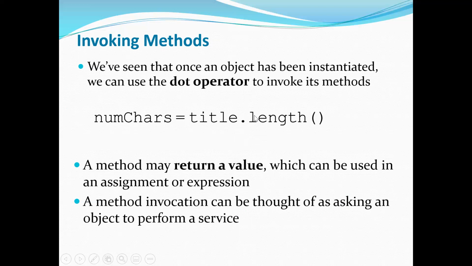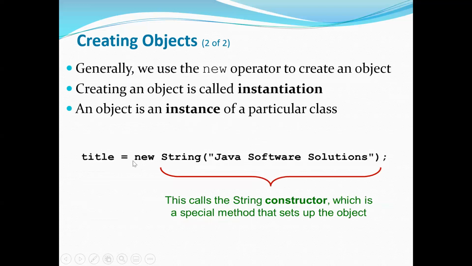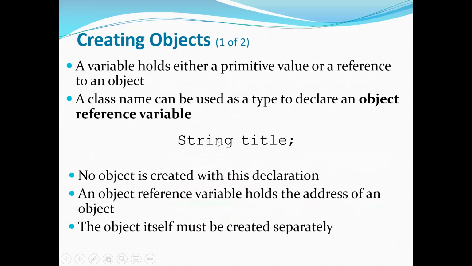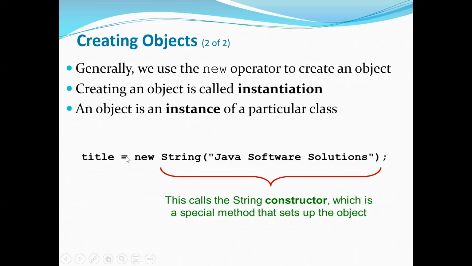A method means a function that belongs to a specific class. So for example, here we have our object named title, which we created earlier. Let's go back once. This is the creation of the title object. First, we declare it, the declaration of the title. Then second, we create it.